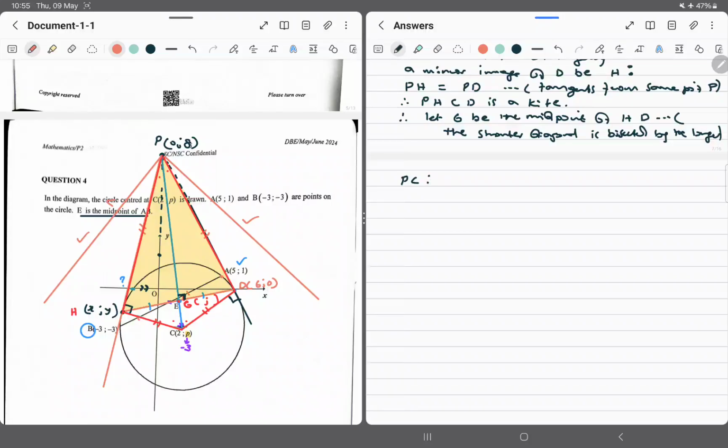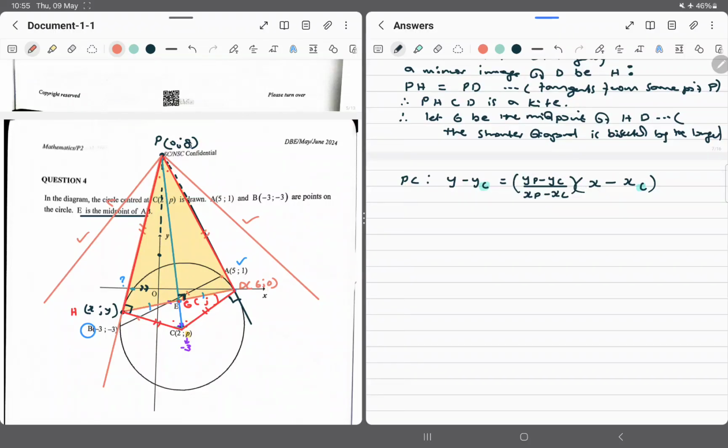PC is such that. Now guys, I'm going to move quick because I don't have time. So I'm going to say y minus y at C is equal to the gradient, which is y at P minus y at C over x at P minus x at C, into x minus x at C. Remember, these are your points y1, x1, and this is the gradient.